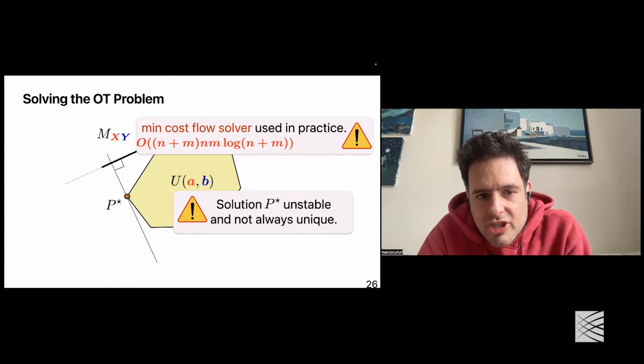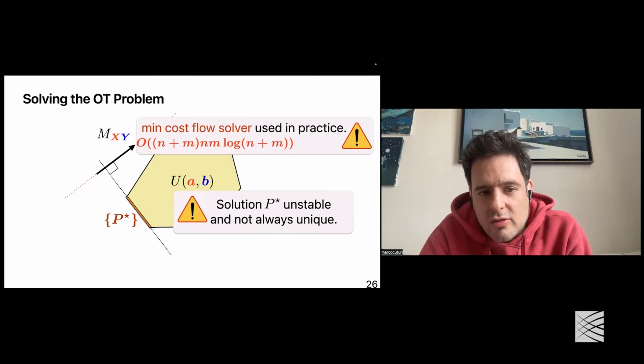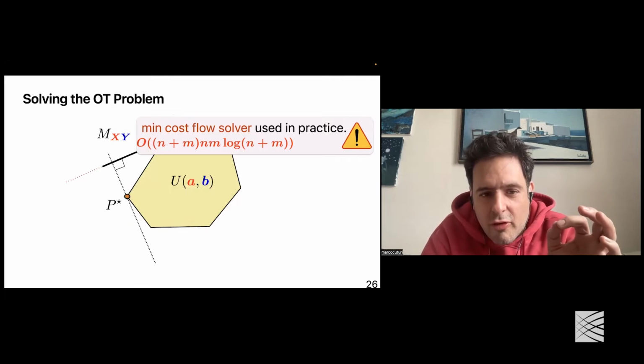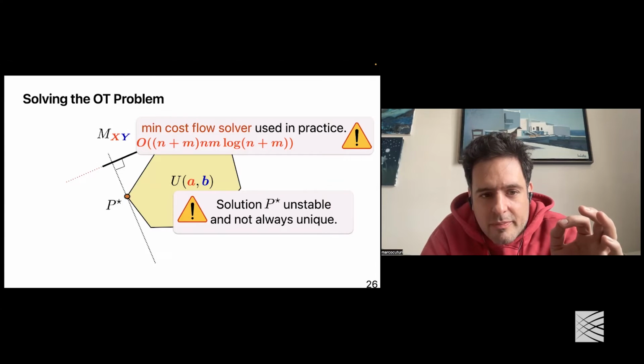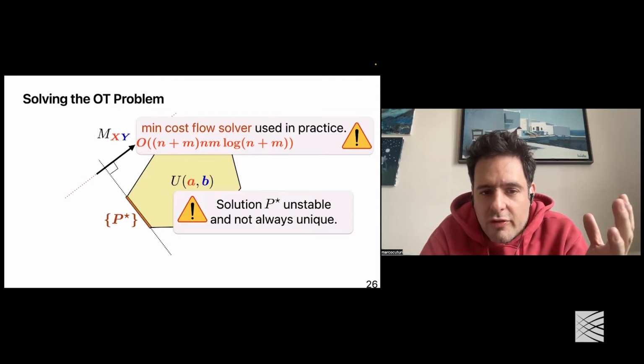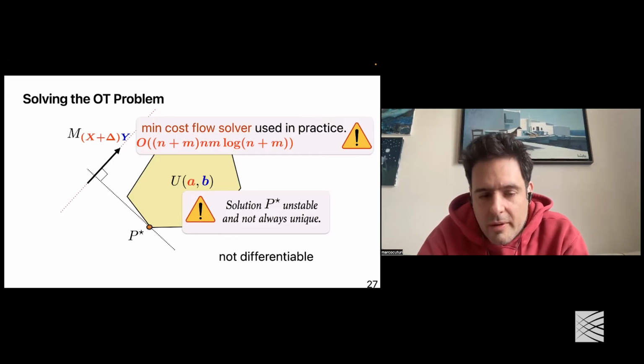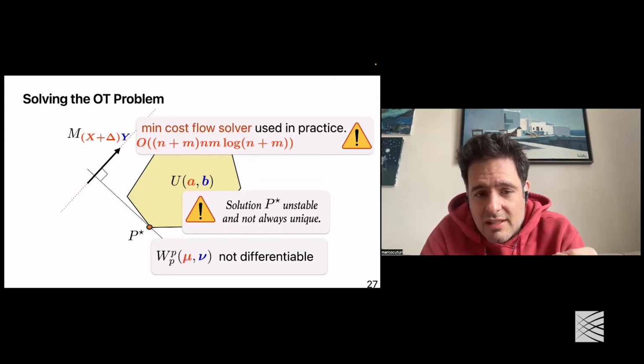Imagine, for instance, I'm changing a little bit my x's or my y's here for a while. As you've just seen, for a few seconds, nothing happened. The optimal solution was clearly the same vertex. But then all of a sudden, my direction is orthogonal to a facet of this set of matrices, and then I jump to another solution. So in practice, what this means is that the distance is not differentiable and the solution P star is unstable.